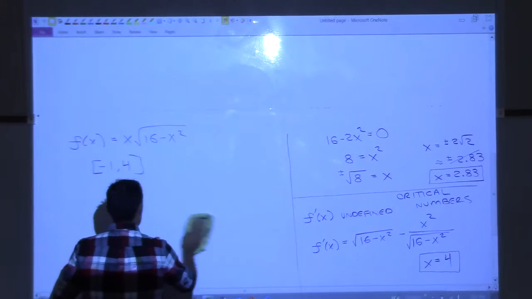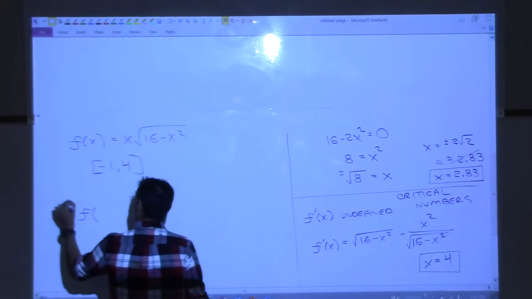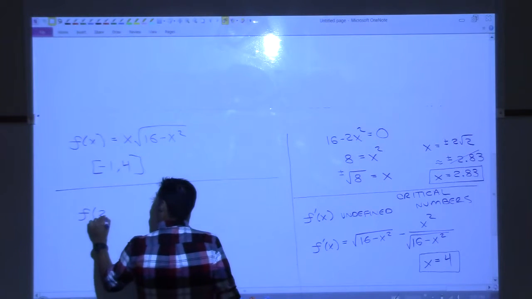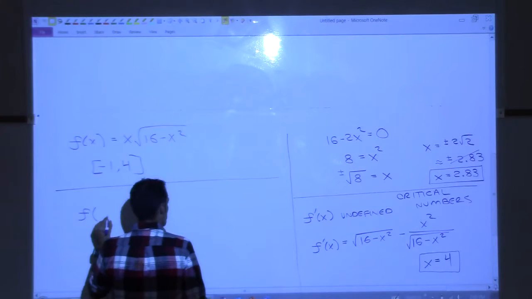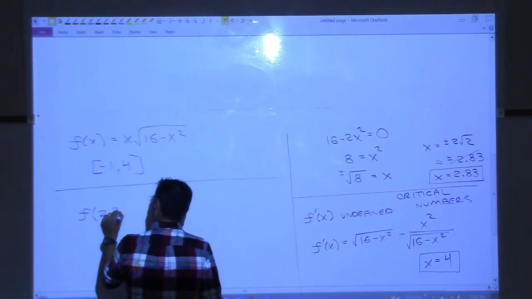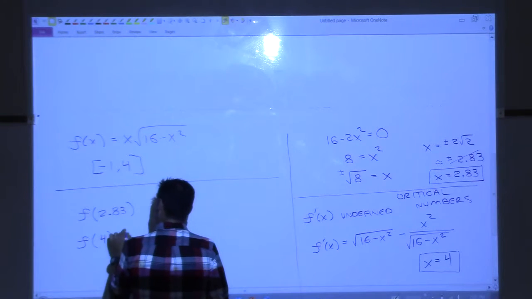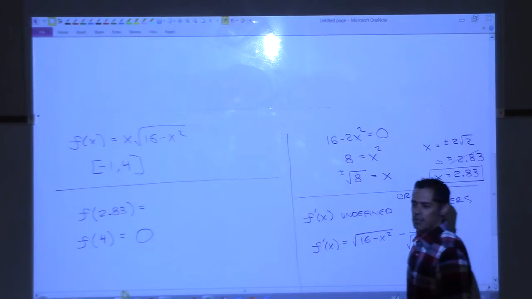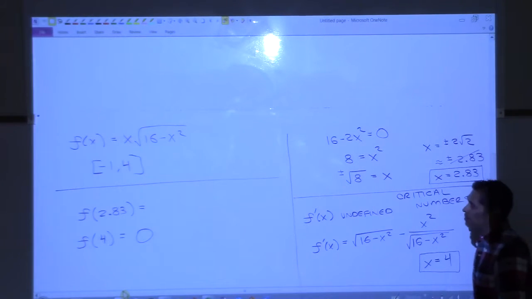All right, so now I'm going to continue this step. I'm going to evaluate my original function at 2.83. And then I need to evaluate my function at 4. I'll do 4 because that's the easy one. That's 0, right? Plug in 4, you get 0. And then plug in 2.83.